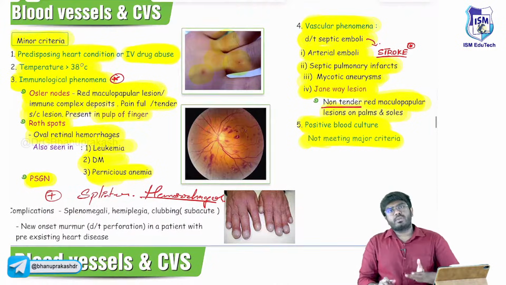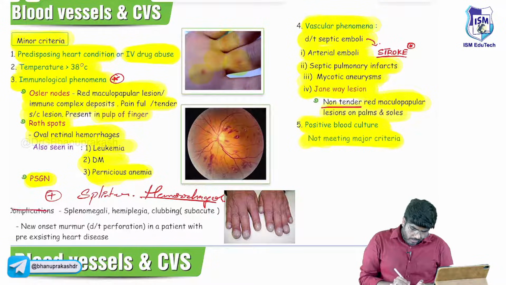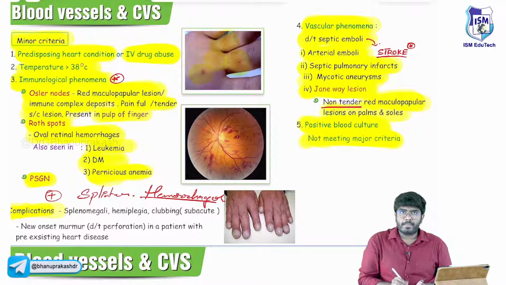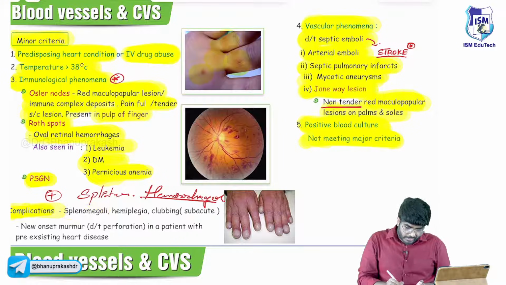So what are the complications? Okay, let's discuss the complications which are seen. Here the patient is having a severe infection. Now, in such severe infective conditions, there will definitely be splenomegaly happening. Spleen is a lymphoid organ, so splenomegaly is going to happen.